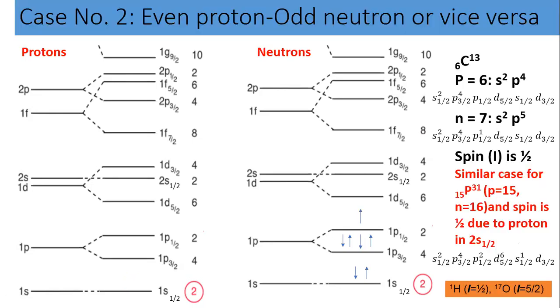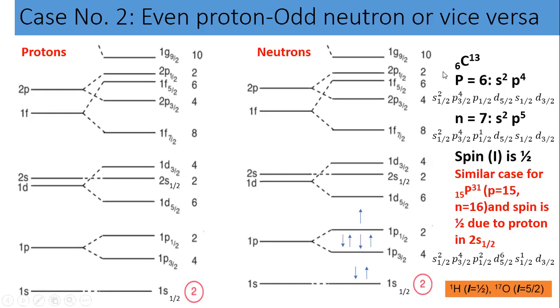So move to the second case. The second is when an even number of protons and an odd number of neutrons are present, or vice versa. Vice versa means an odd number of protons and an even number of neutrons. Let's start with the example carbon-13, which is the one used in NMR. Carbon isotope 13 is active in NMR, having nuclear spin. So let's see how we calculate the nuclear spin for carbon-13.